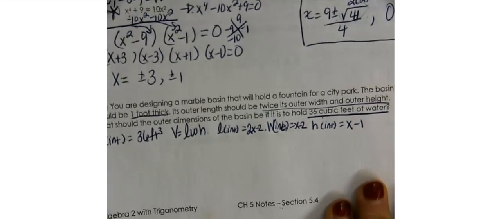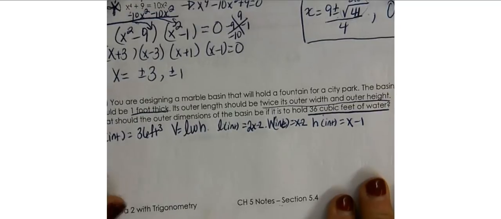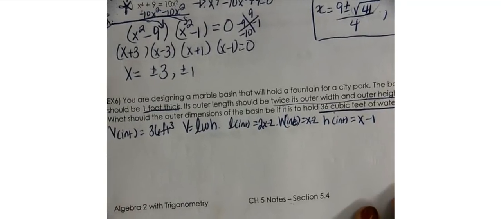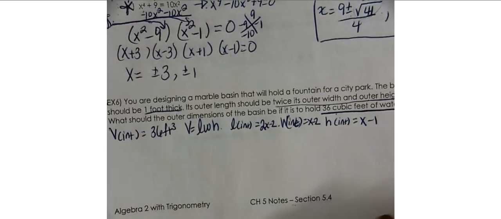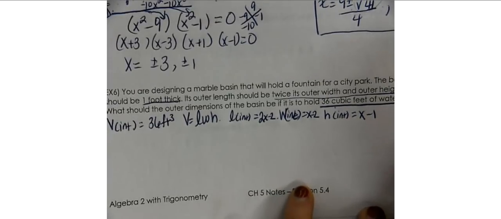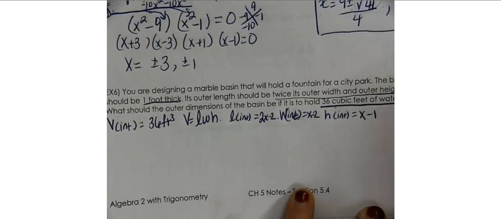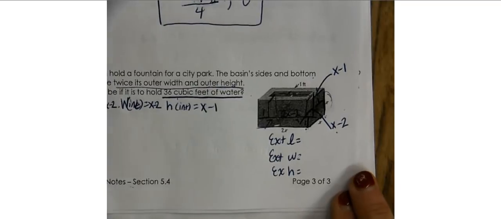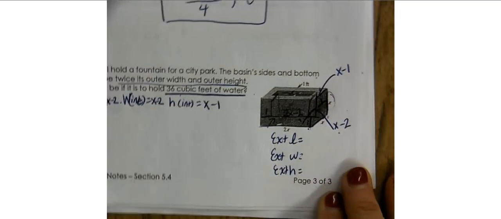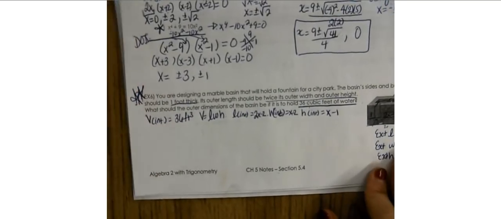So x minus 1. Now that I have my volume of the interior, my length of the interior, my width of the interior, my height of the interior, I can use all of that information to help me define what the exterior length is going to be, the exterior width, and my exterior height. That's what my goal is to find. So I need to find the exterior length, width, and height. But in order for me to do that, I'm going to use my interior information. So I need to solve for x.